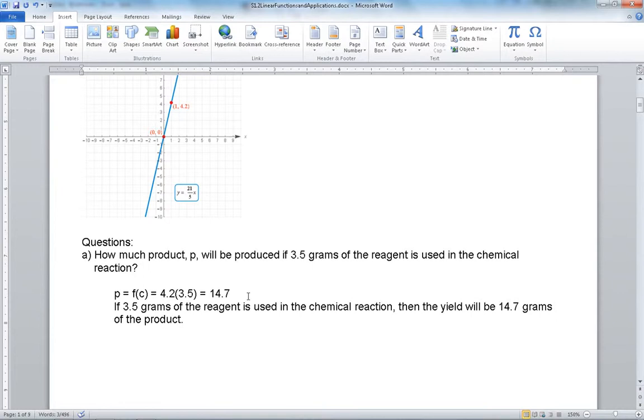So if 3.5 grams of the reagent is used in the chemical reaction, then the yield, or the amount of product we have, would be about 14.7 grams in this case.